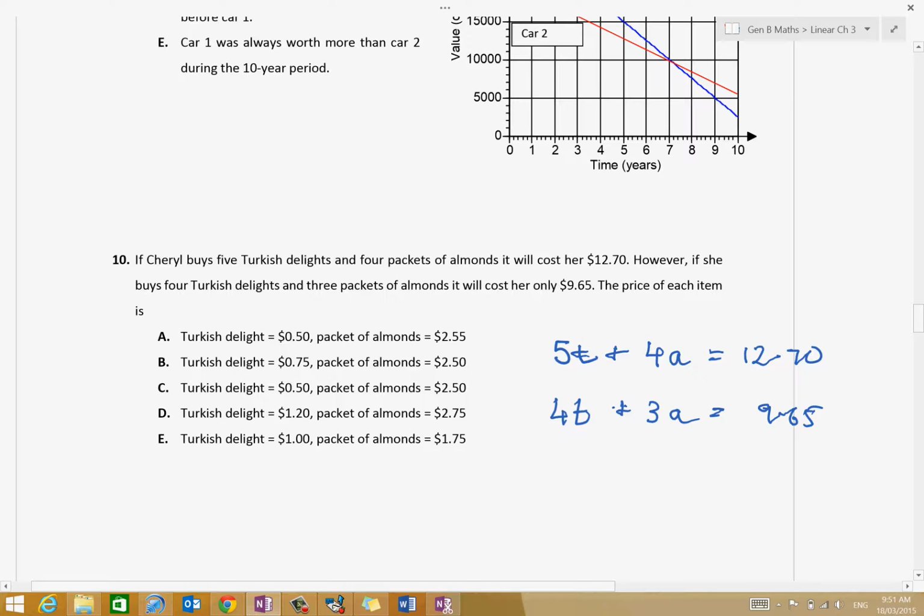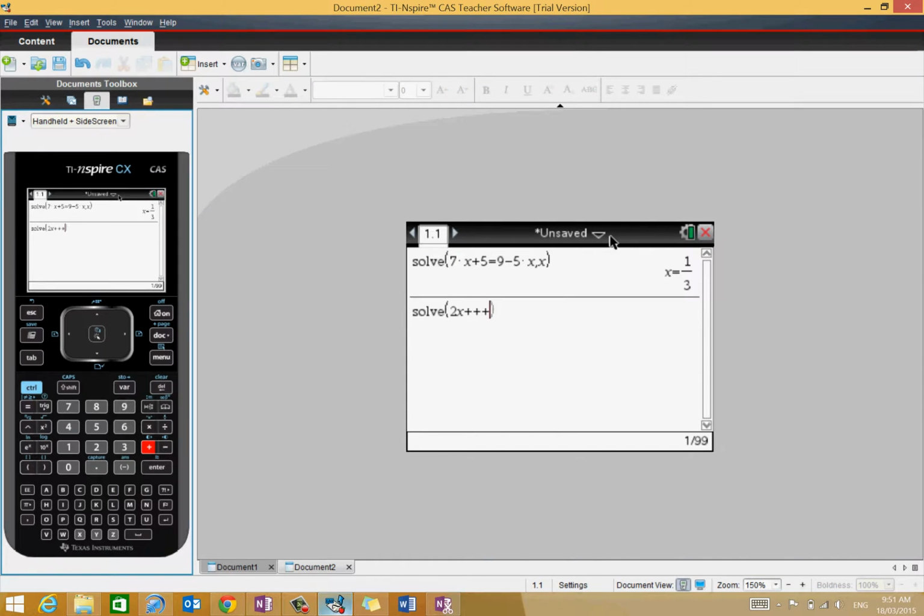Once again, you've got 2 sets of equations. Let's see if I can do this again. 5t plus 4a. So let's try it again. Yeah, this is so slow. I don't know what's going on with my computer.